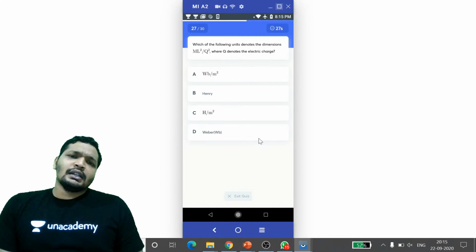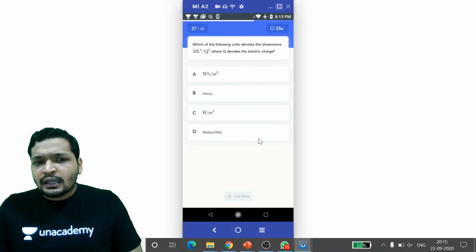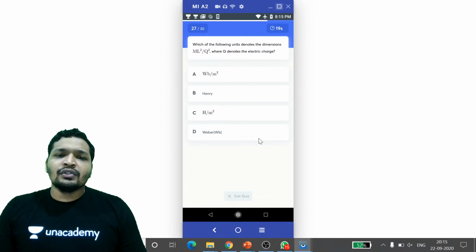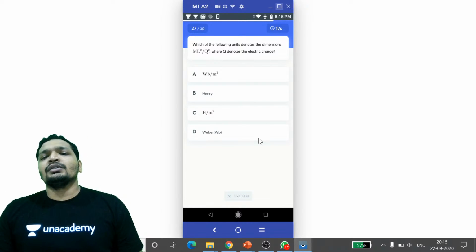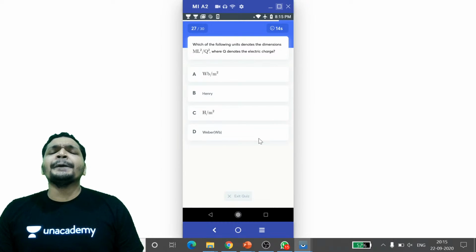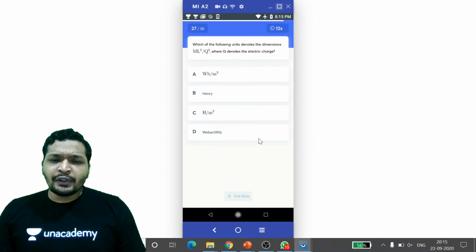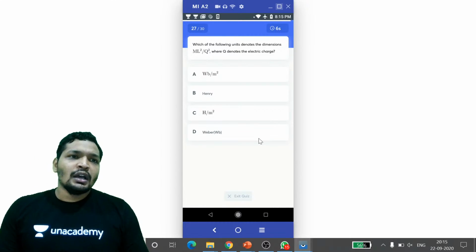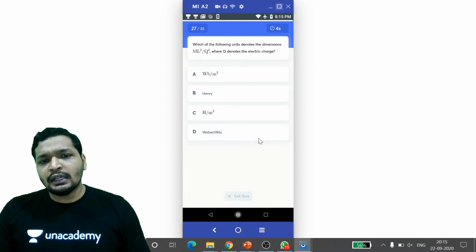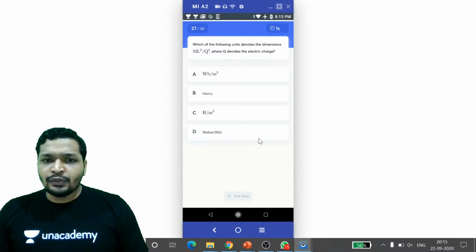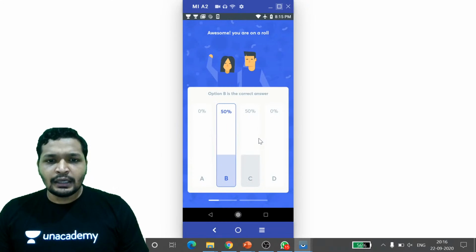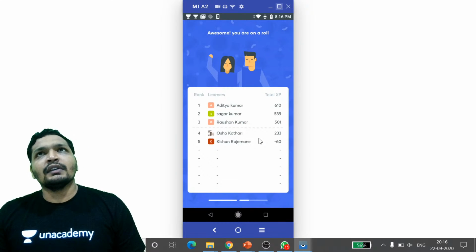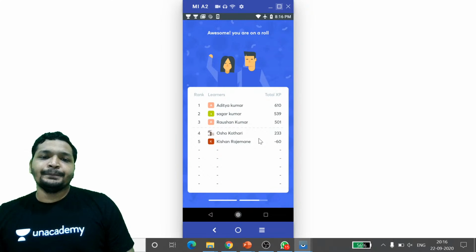Let's think about it. So of course Weber or Weber per meter square, there would not be any change in the charge. So charge should be appearing twice. Magnetic field, you have charge once. So of course in Weber you are not going to have charge twice. What about Henry? In Henry there would be charge twice, so yeah, it should be B.